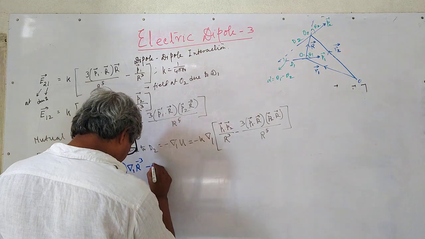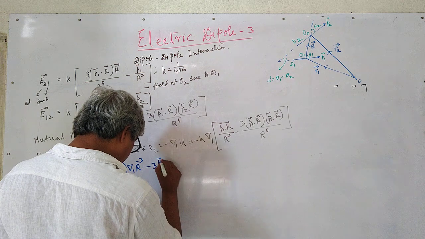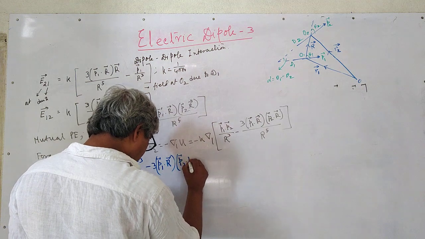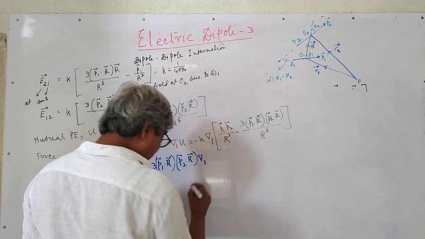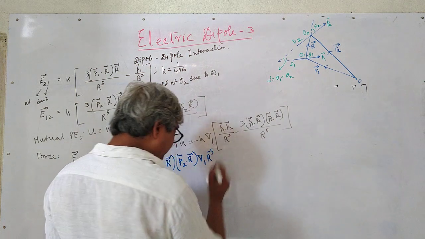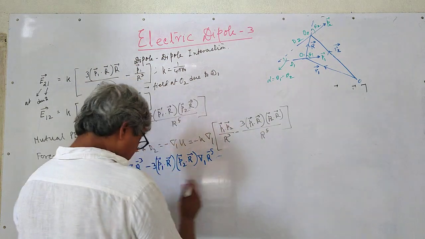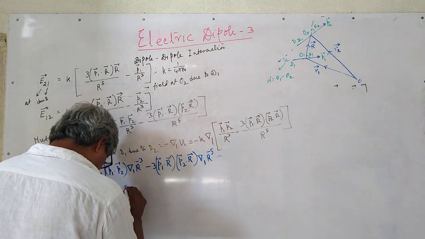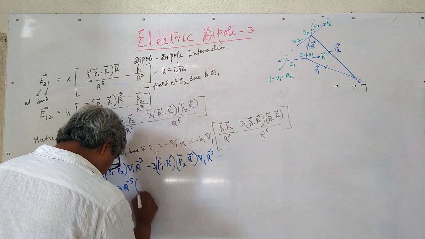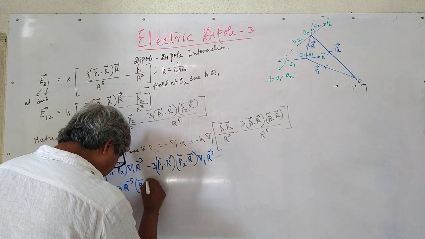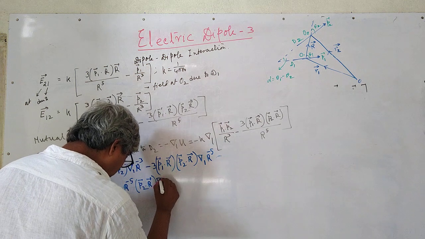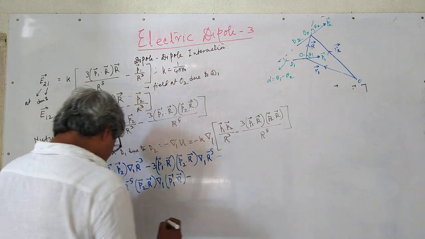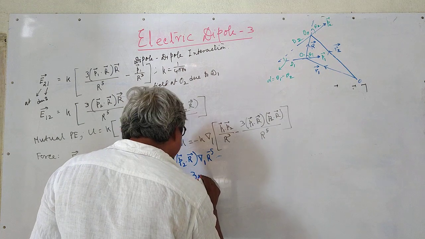So for the first term it is minus 3 P1 dot R, P2 dot R, nabla 1 operating on R to the power minus 5, minus 3 R to the power minus 5 P2 dot R, plus a similar term obtained by interchanging P1, P2.